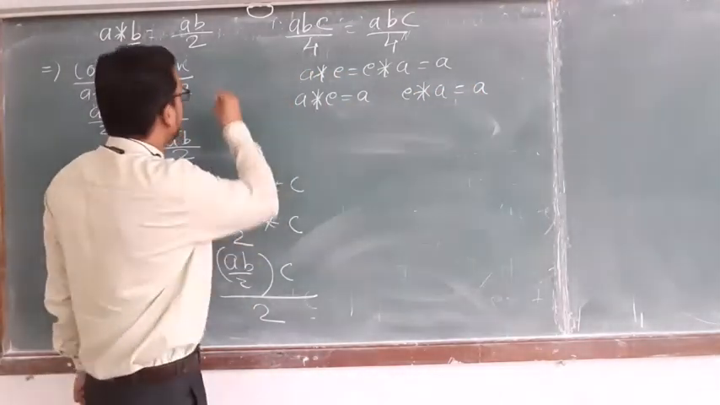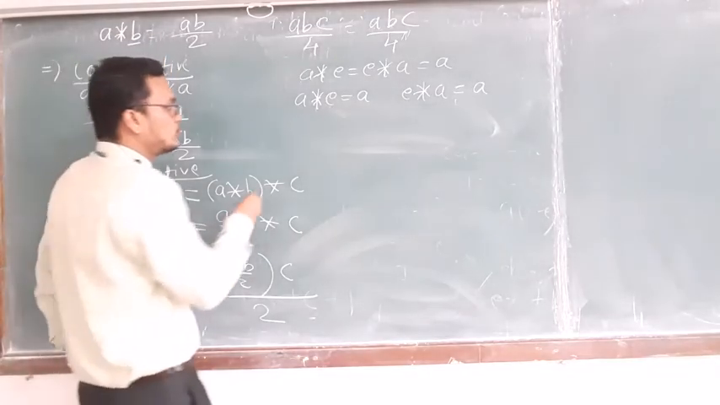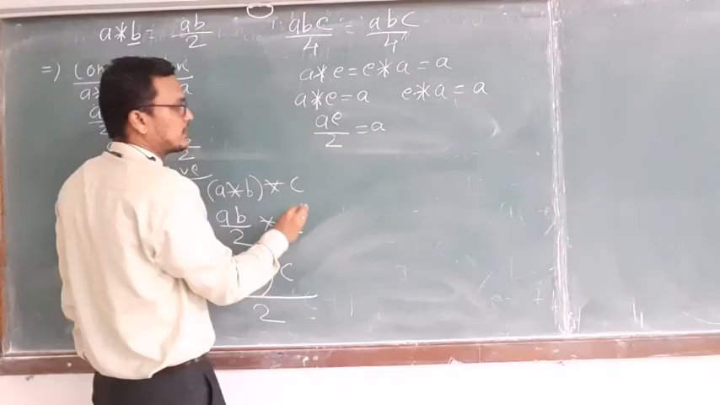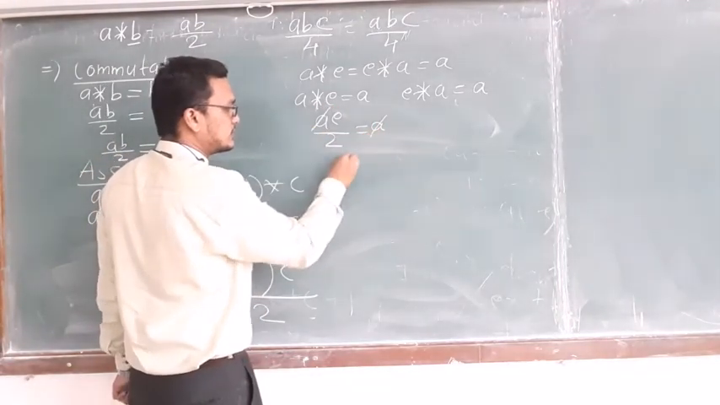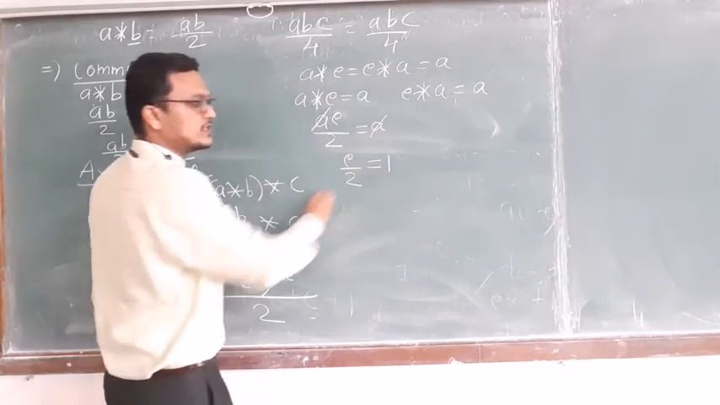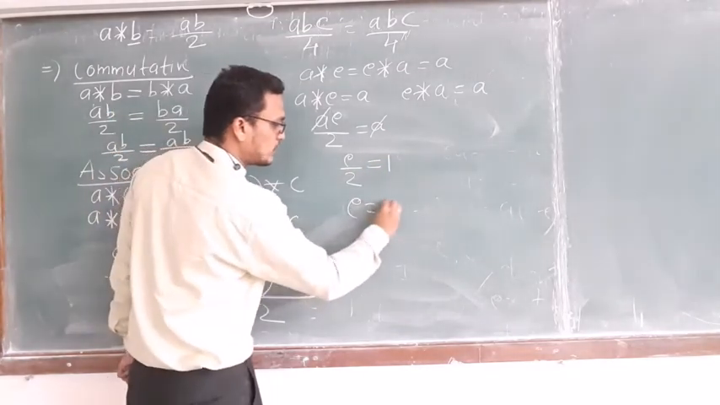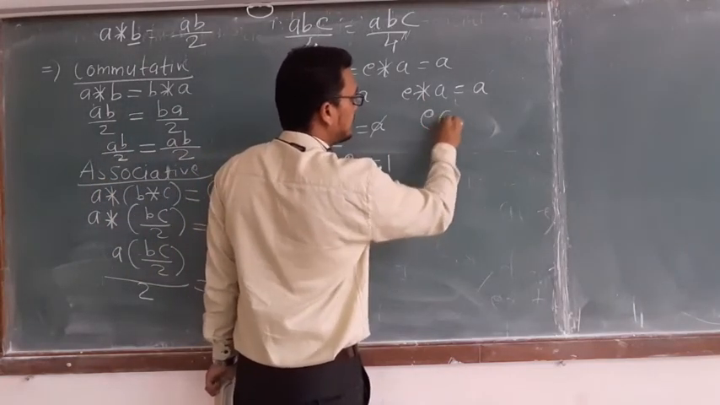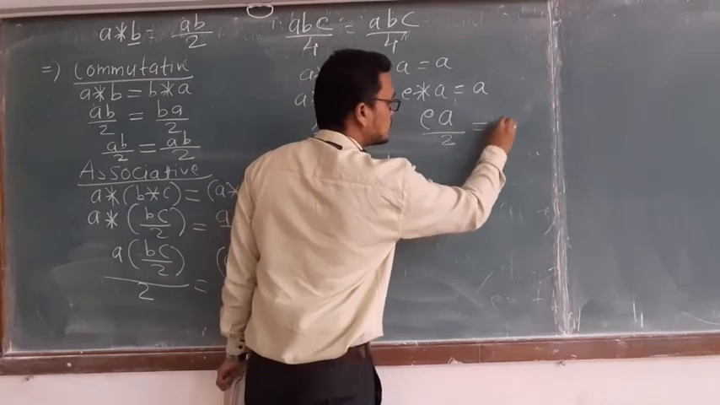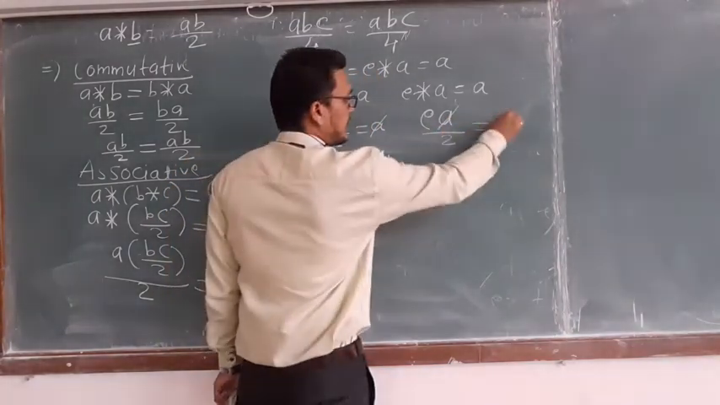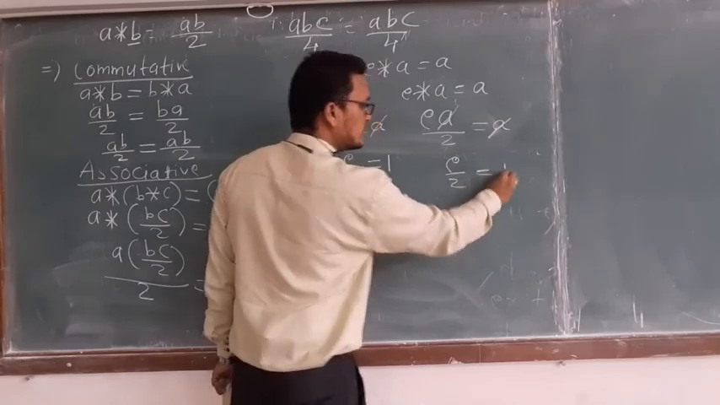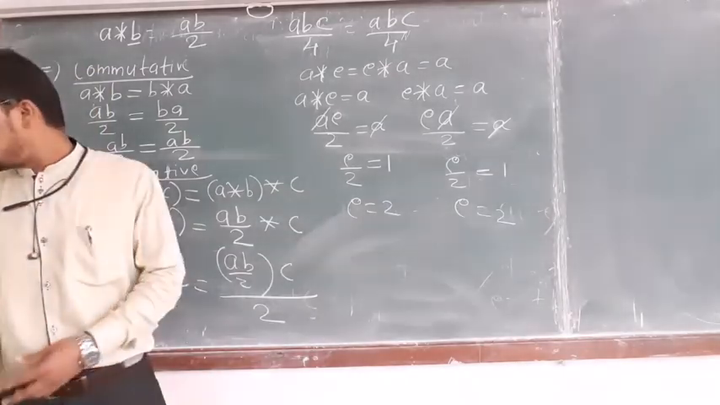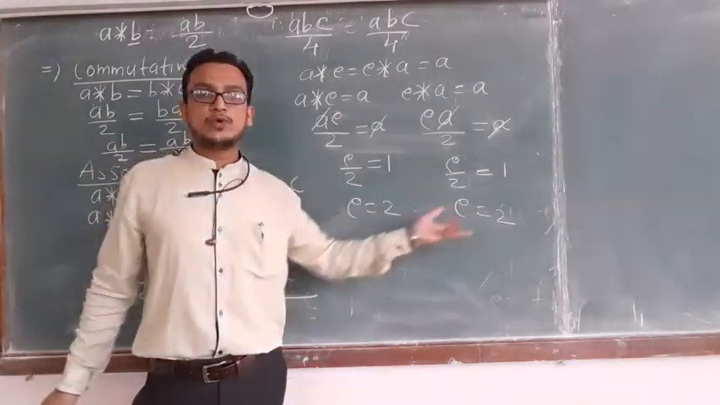Right? Now, as per the definition, A star B is AB by 2. So A star E is AE by 2, which is equal to A. So here A gets cancelled. So therefore left with E by 2 is equal to 1. So E is equal to 2. Here same, E star A means EA upon 2 is equal to A. Again here A gets cancelled. E by 2 is equal to 1. Then here E is equal to 2. So if you observe in this example, both are numbers.